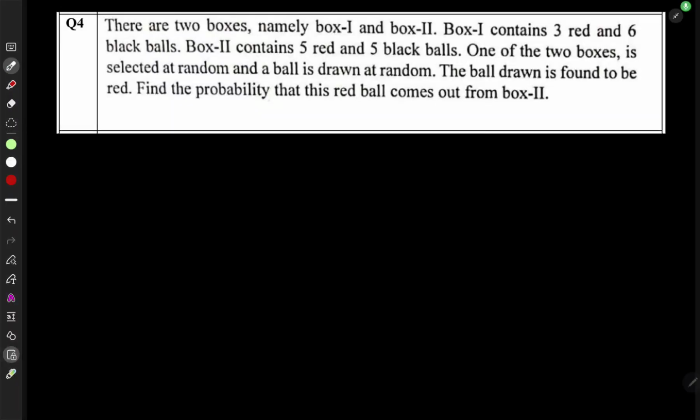Following questions are based on Bayes theorem and the total probability theorem. Dear student, next question here. The question says there are two boxes, namely box 1 and box 2.